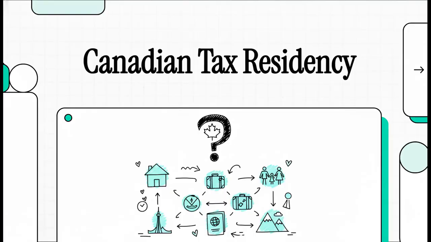So, what exactly makes you a resident of Canada for tax purposes? It's not as simple as where you happen to be standing at any given moment. The real answer lies in something the government calls residential ties. And by the time we're done here, you're going to have a really clear picture of how they all work.